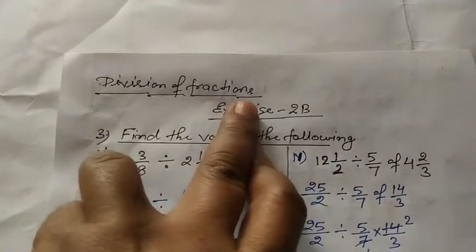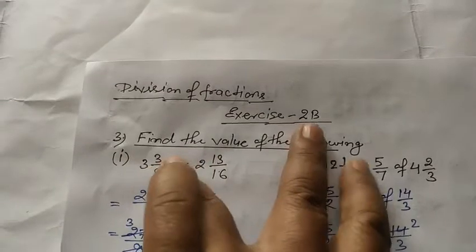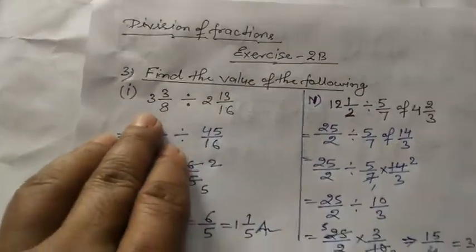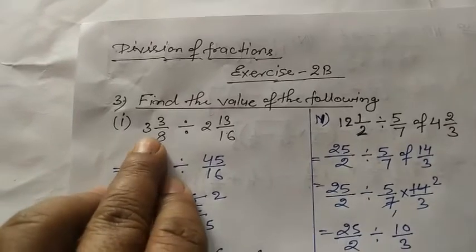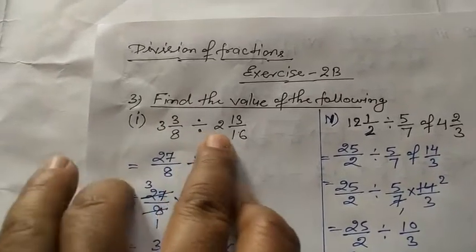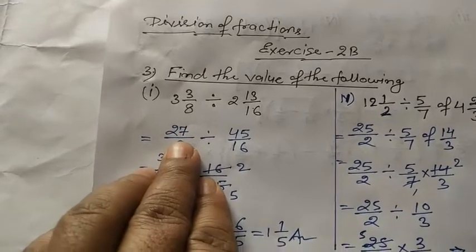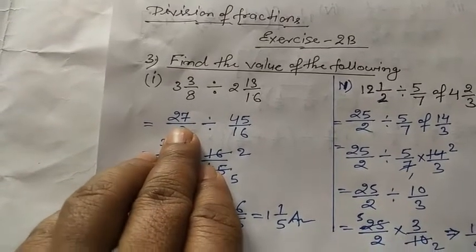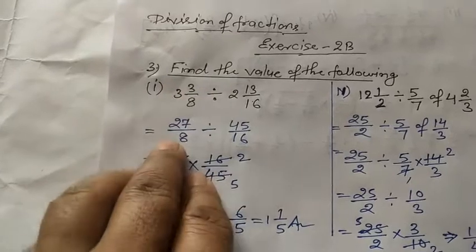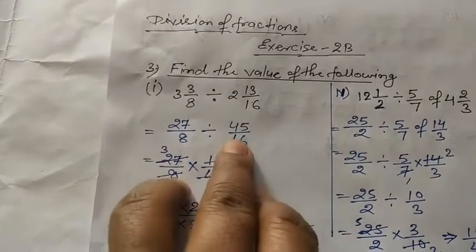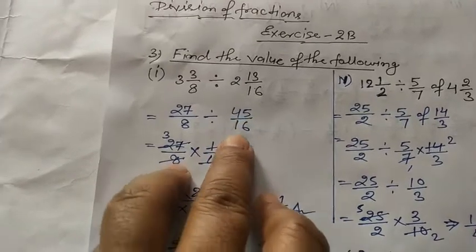Division of fractions. Exercise 2b. Find the value of the following. The first question of this exercise is 3 whole 3 by 8 divided by 2 whole 13 by 16. First of all we have to change these numbers into improper fractions, and when we change them it gives 27 upon 8 divided by 45 upon 16.